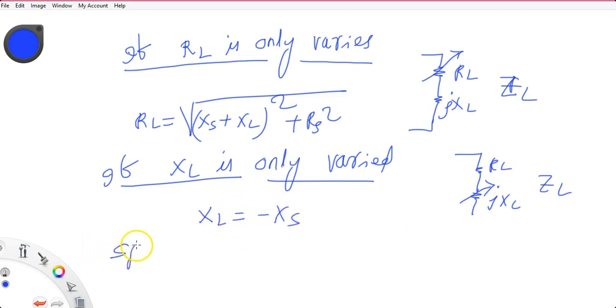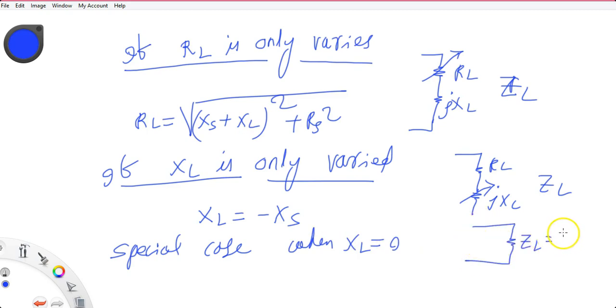A special case, when XL equal to 0. That means load impedance is simply a resistance. In this case, from equation 1, you can find your RL is equal to the magnitude of ZS.